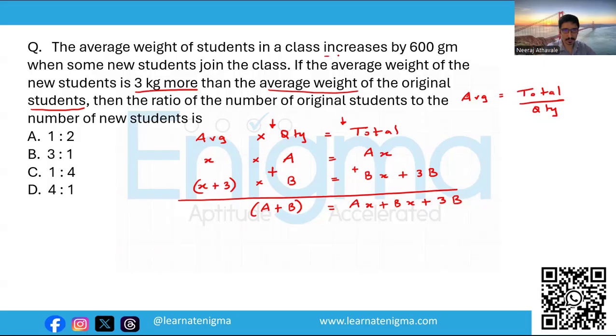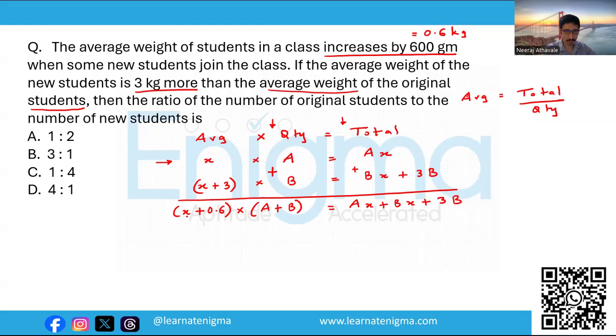Now it is given that when the two groups of students combine, the average increases by 600 grams. Now we are comparing this with the original average again. So therefore the average of the new group is X plus 0.6. Now you have to be very careful with the units. Here we have assumed 3 kgs and we have put in as X plus 3. And here it is 600 grams. So 600 grams is nothing but 0.6 kg. And therefore we have written it as X plus 0.6. So this becomes our equation.